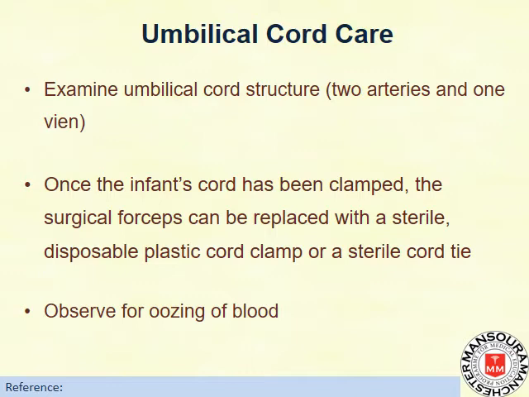Once the infant's cord has been clamped, the surgical forceps can be replaced with a sterile disposable plastic cord clamp and sterile cord tie. So you can use either the plastic cord clamp, like what we do in Egypt, or in some countries they use a sterile cord tie. And then you observe for oozing of blood, because if you don't clamp the umbilical cord perfectly, the baby may ooze blood and develop anemia.